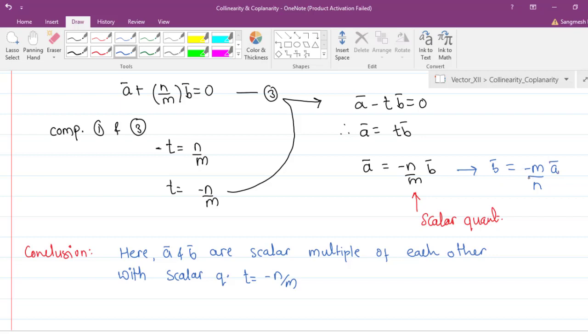So you can move in any direction. Therefore a bar and b bar are collinear. This is the total proof for your theorem number 1. Is it okay, everyone? Very good. If you have a doubt at any time, you can ask me, so that it will not go much ahead.